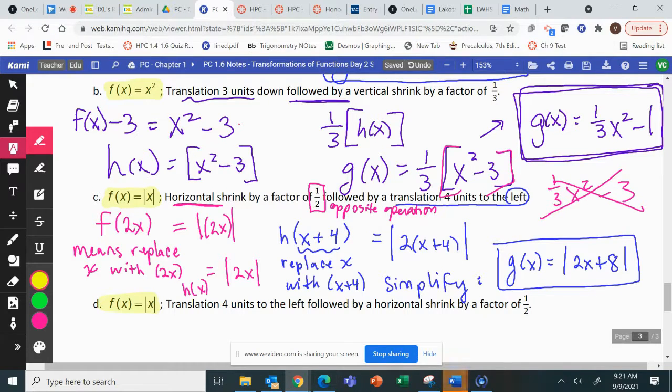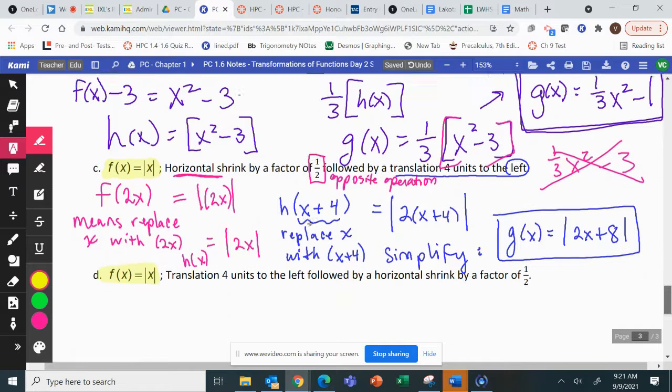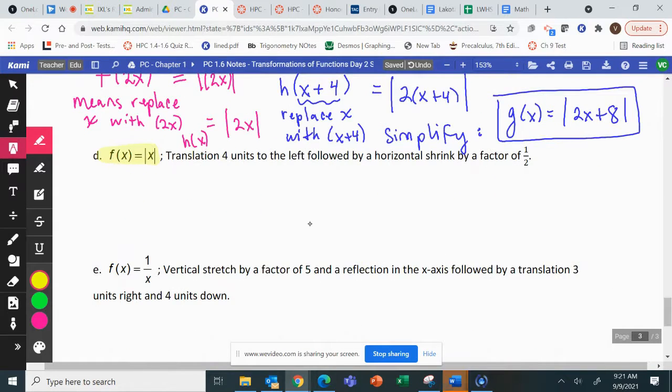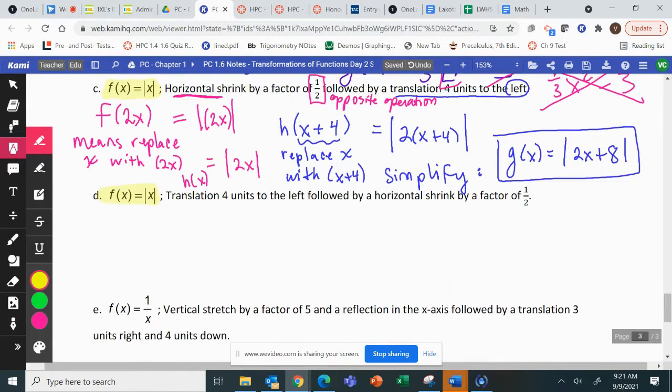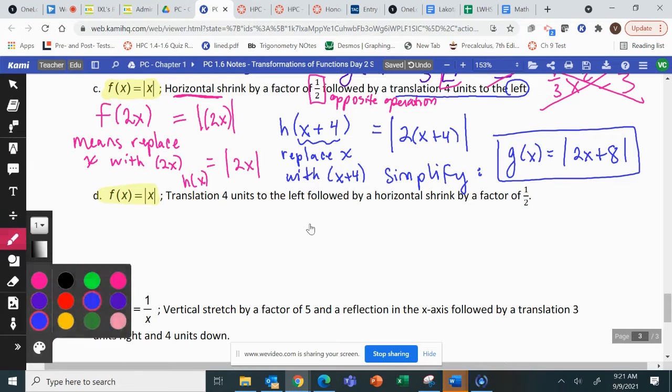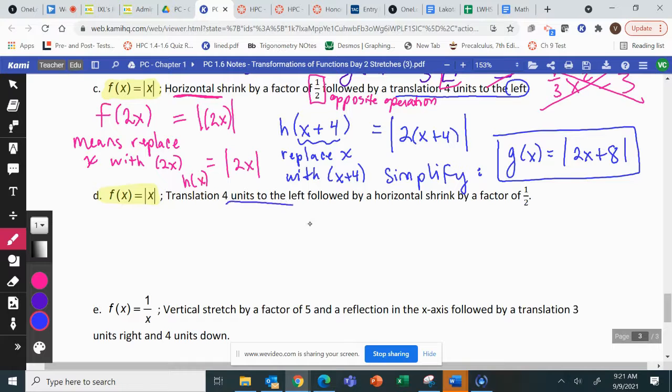Ooh, look at question D. A translation 4 units to the left, followed by a horizontal shrink by a factor of 1/2. Does that look familiar at all? What, Charlie? It's exactly the same as question C, but the order is switched. Do you think we'll have the exact same equation or maybe not? No. Let's find out.